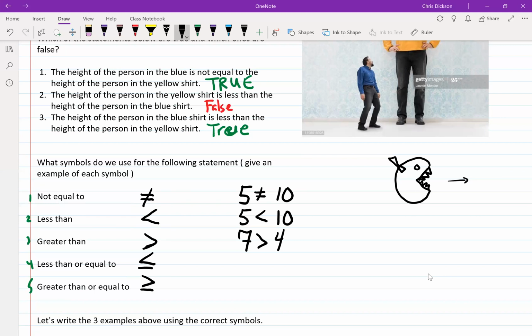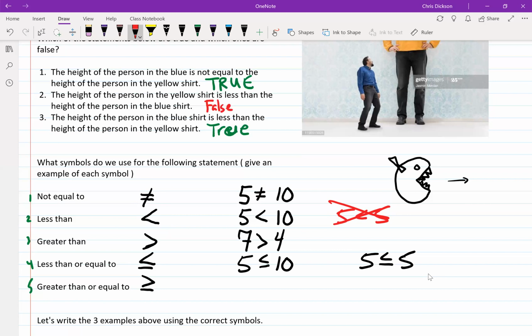Now, if I go to the example above and I said 5 is less than or equal to 10, that is true. 5 is less than or equal to 10. But what if I wrote this? What if I said 5 is less than or equal to 5? Would that be true or false? Because I know it wouldn't be true if I did it up here. If I wrote 5 is less than 5, well, that doesn't make sense. 5 is 5. So I would say that's not true.